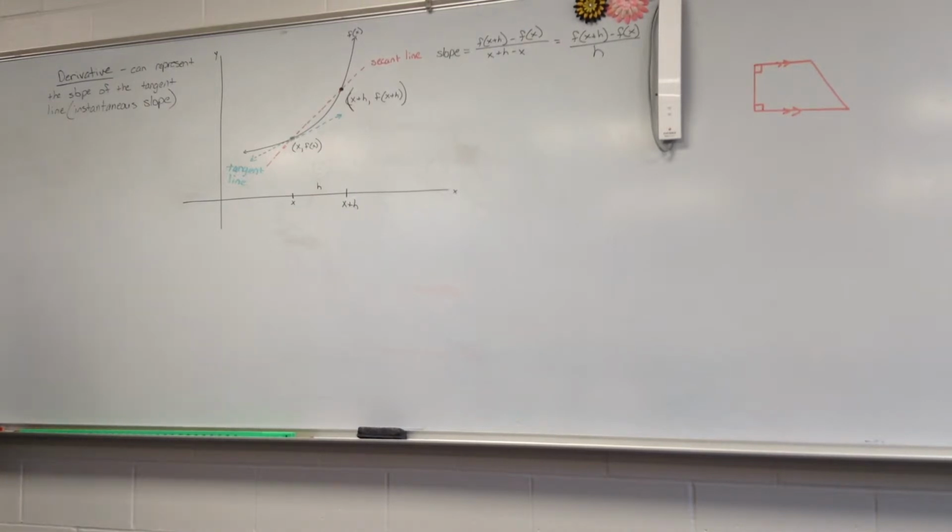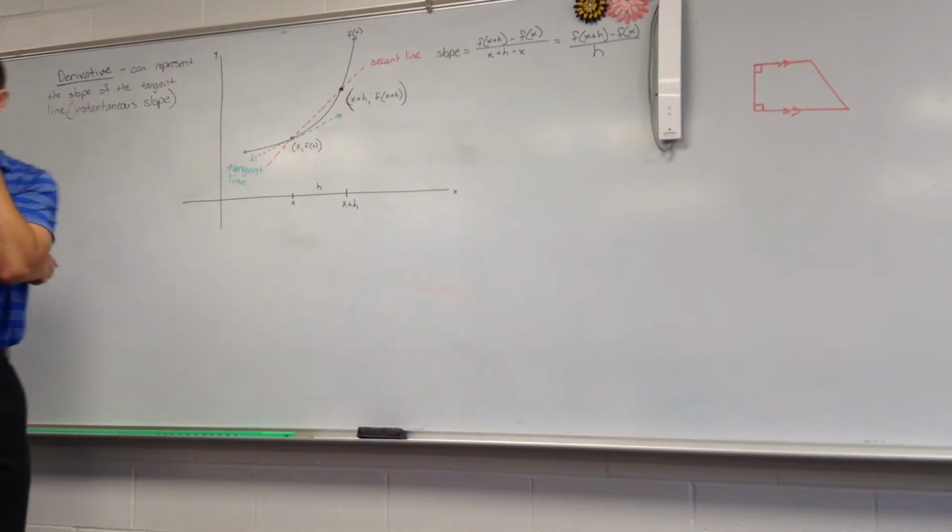Well, what's the problem? Why can't I find the slope of that tangent line? You only have one point, right? You don't have two points. It's kind of hard to find the slope when you don't have two points. We found the slope of that red secant line, but that definitely is not the same slope as our green tangent line, correct?